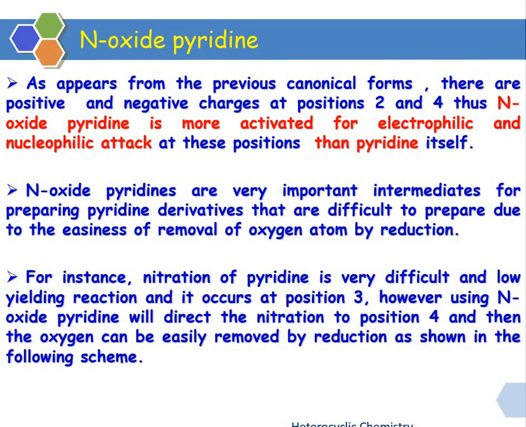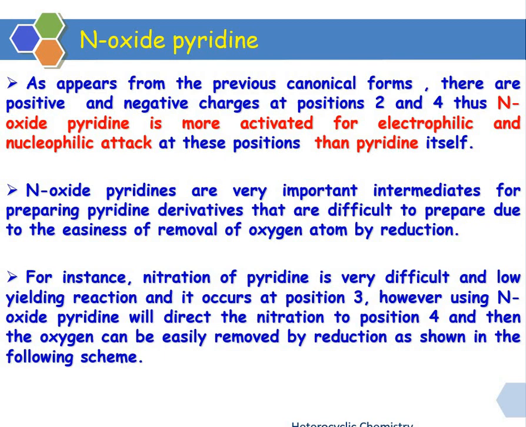So pyridine N-oxide, my friend, as appears from the previous canonical forms, has positive and negative charge at positions 2 and 4. Pyridine N-oxide is more activated for electrophilic and nucleophilic attack at these positions than pyridine itself. Pyridine N-oxides are very important intermediates for preparing pyridine derivatives that are difficult to obtain, due to the ease of removal of the oxygen atom by reduction.